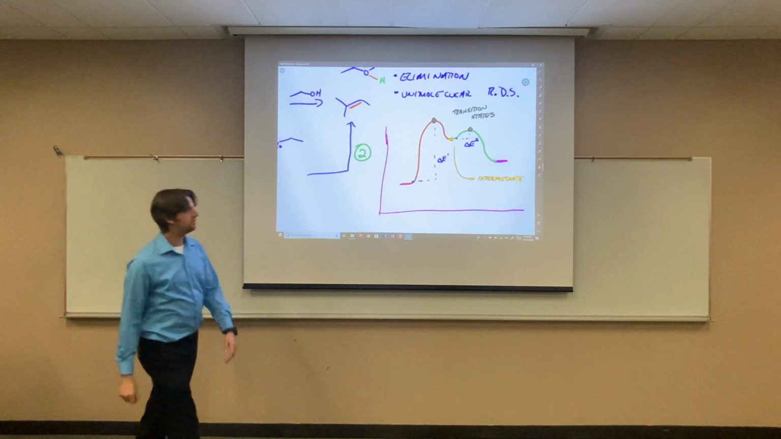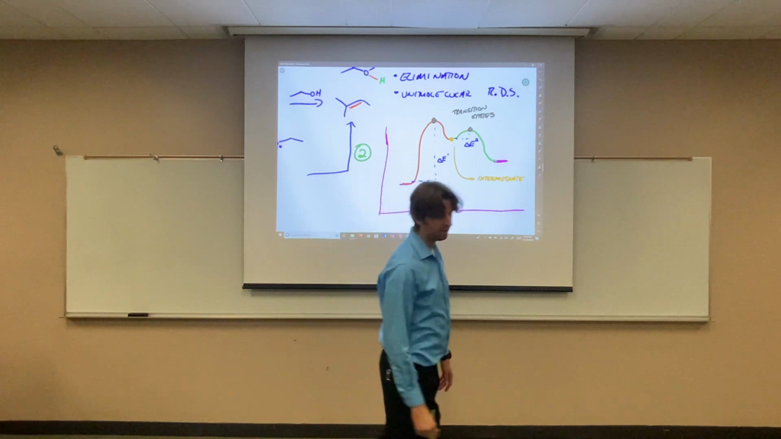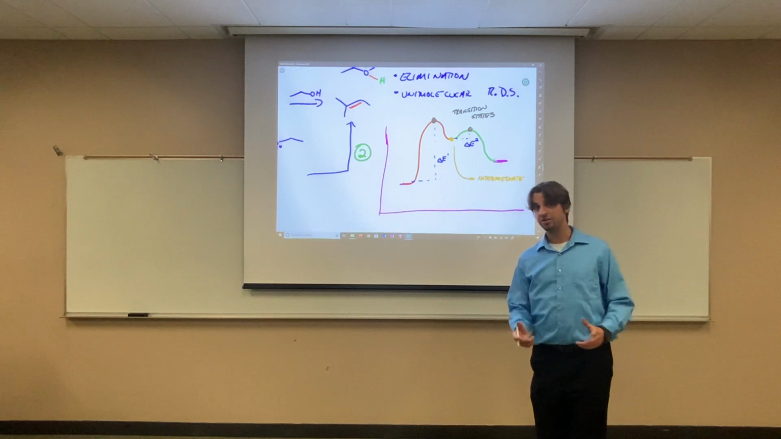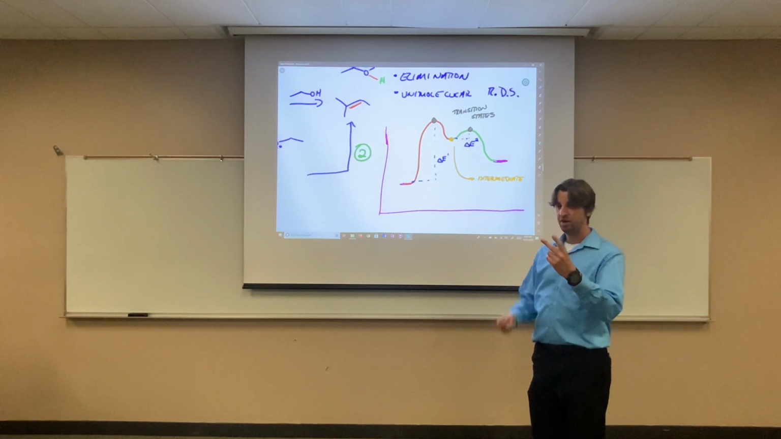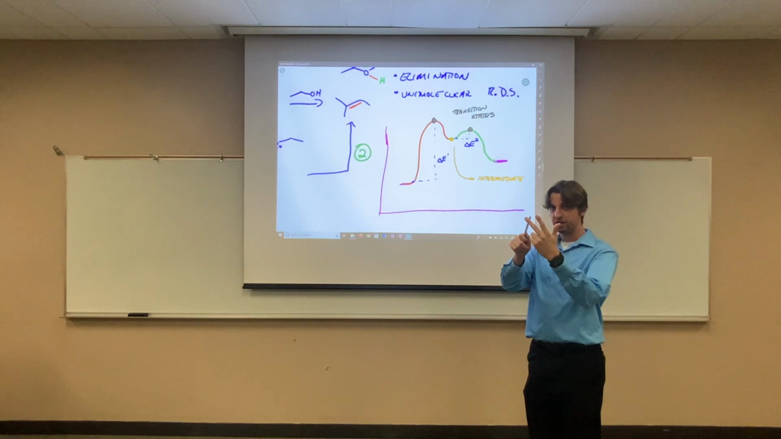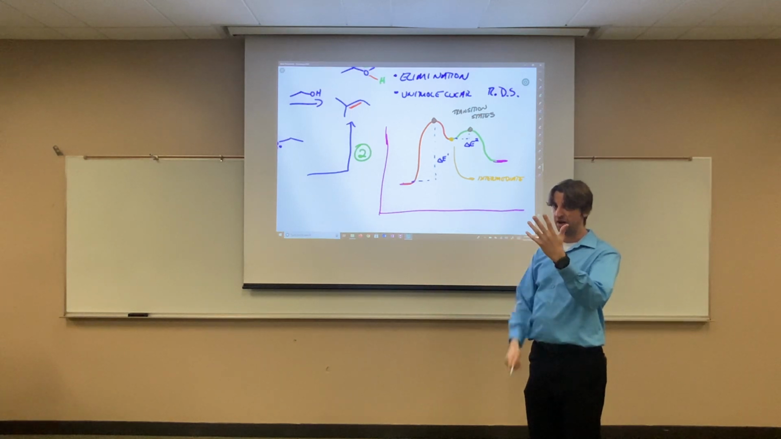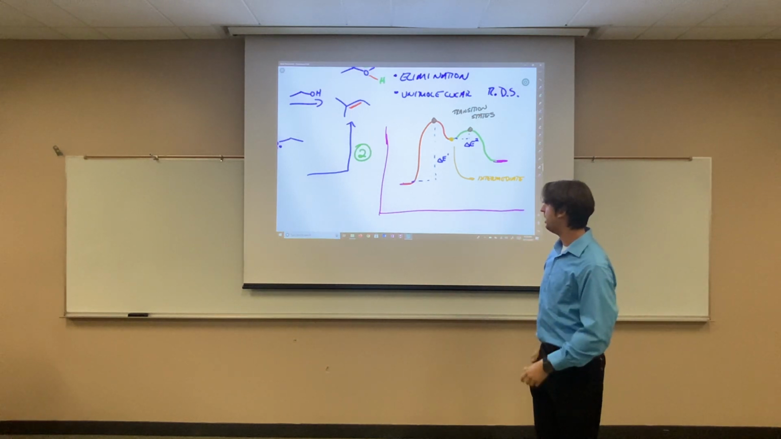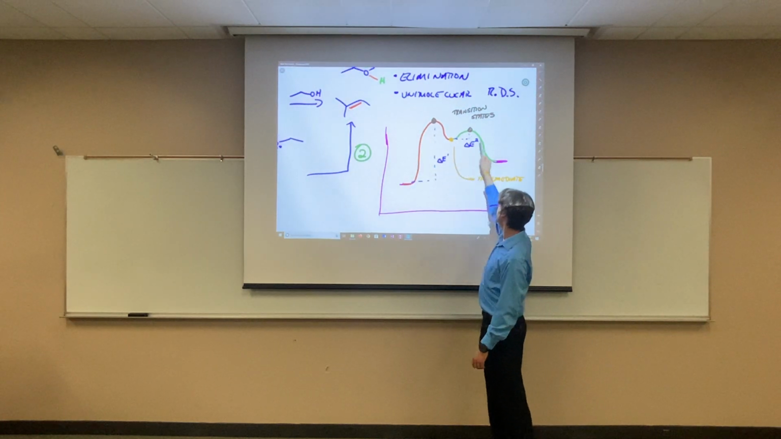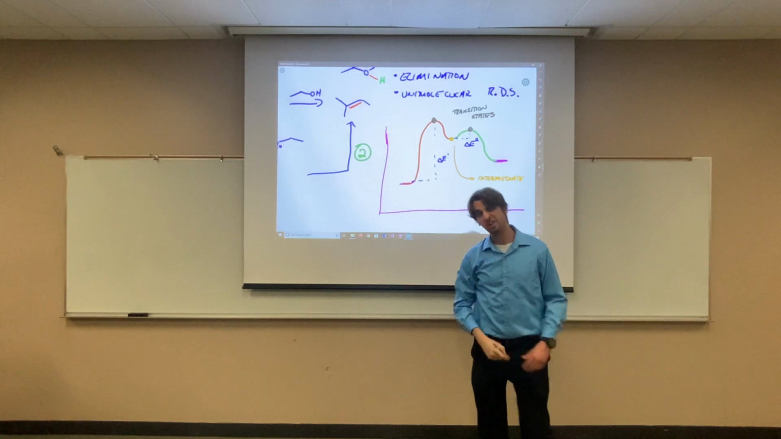In our valley is where our intermediates are, okay? We only have one intermediate because we have 2 steps. We start, we do step 1, we get to an intermediate. We do step 2, we get to our products, right? So 5 important things we should get out of this. We start, transition state, intermediate, transition state, product, okay? That's all it really comes down to.